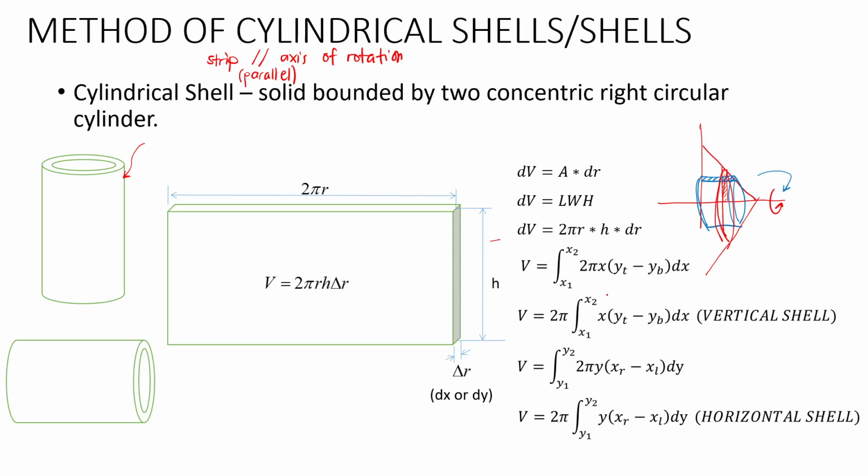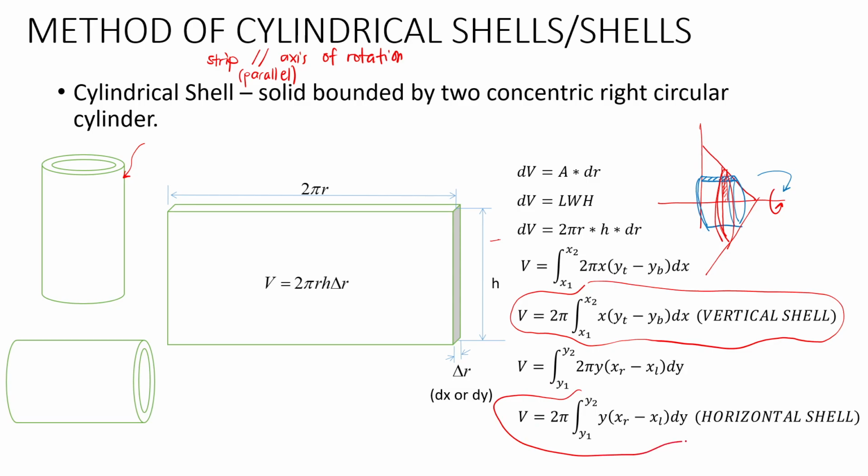Again, if you're not interested in how the formula was derived, these are the formulas. For a vertical shell, this will be the formula, and for a horizontal shell, this is the formula. A vertical shell is rotated about the y-axis, because again, it should be parallel. This is rotated about the x-axis.